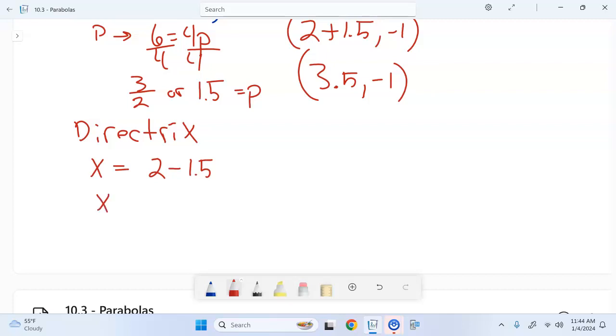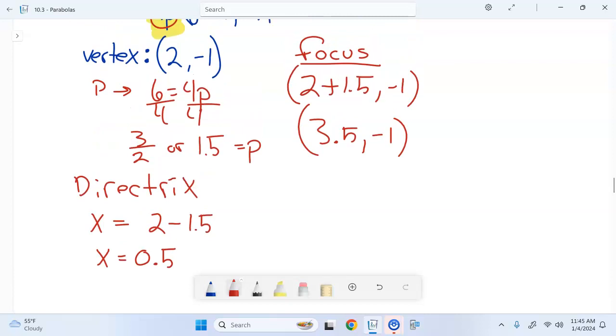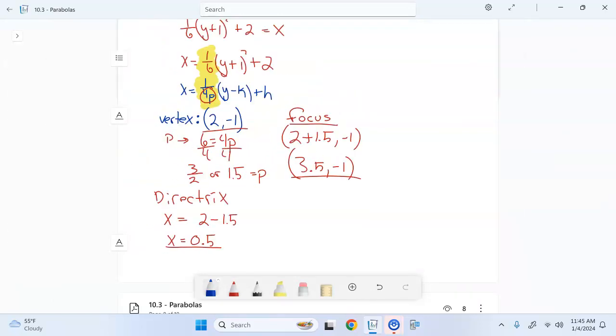So what's my directrix? 0.5. So we've got our vertex, we've got our focus, and we've got our directrix. 3 key features of our parabola. If you want to get the same information from standard form, well, let's go back and get standard form.